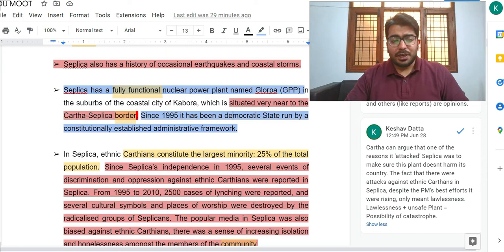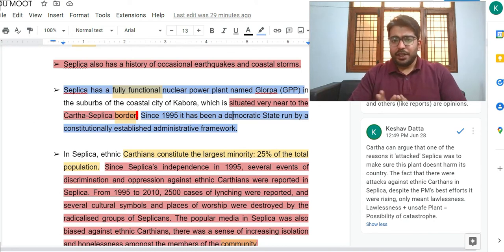The second parallel drawn is between Russia and Ukraine. Ukraine was trying to enter the European Union, and that was a major bolt for Russia, and therefore, amongst many other reasons, this was also a reason for the Russian invasion. Russia is obviously here Katha, and Ukraine is obviously here Supplica.